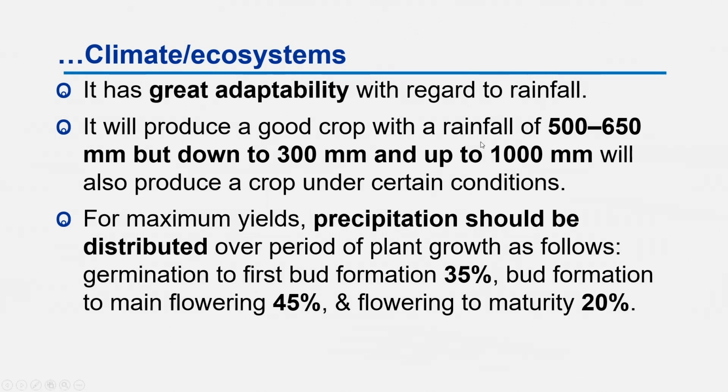It will produce a good crop with a rainfall of just 500 to 650 millimeter, but down to 300 millimeter and up to 1000 millimeter will also produce a crop under certain conditions. So you can see that it has very wide adaptability with respect to rainfall. For maximum yields, precipitation should be distributed over the period of plant growth as follows: germination to first bud formation 35%, bud formation to main flowering 45%, and flowering to maturity 20%. Of course, this distribution is not in our hand, but if we get a trend, we can set the planting time or sowing time accordingly.